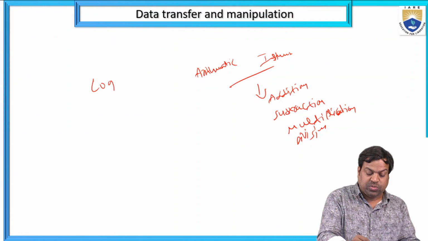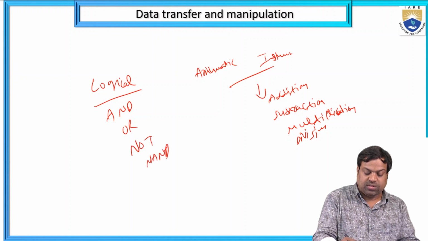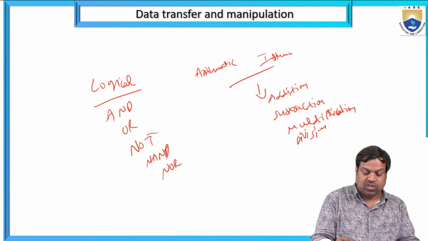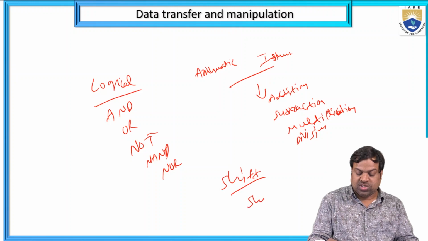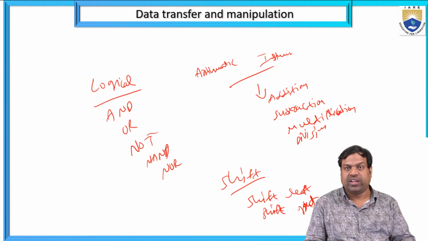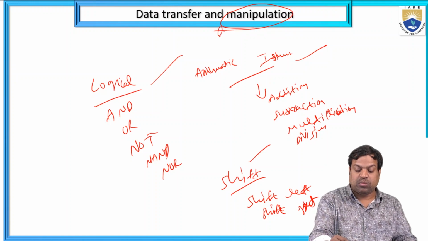And the logical operations mean AND, OR, NOT, NAND, NOR. So these are the logical operations. Another one is shift operations, which means shift left, shift right, circular left, circular right, like this. So these are the arithmetic, logical, and shift operations. These are called data manipulation.